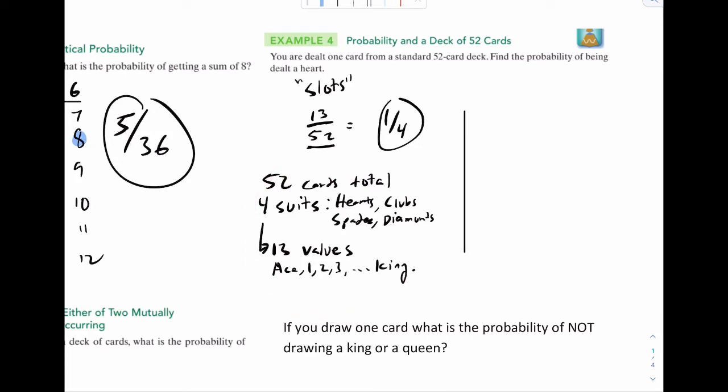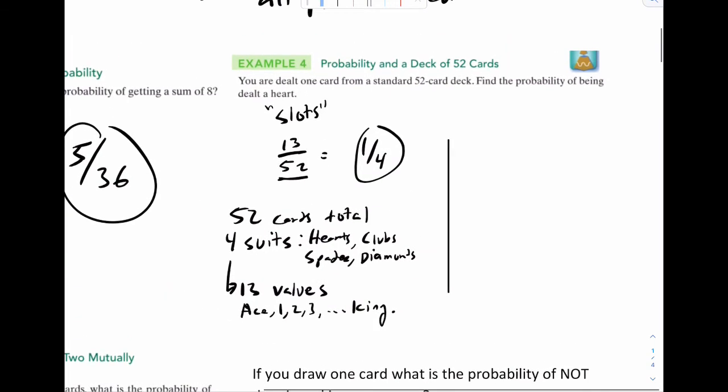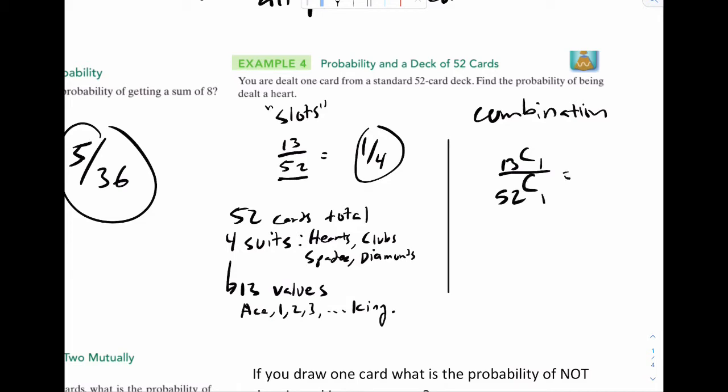Now the other way to do this is actually combination. What you can do is say, well, the top would be 13C1. This 13 represents the 13 possible hearts, and we're picking one of them. And we're dividing it by 52C1. And notice how you get the same answer, 13 over 52, which is 1/4.